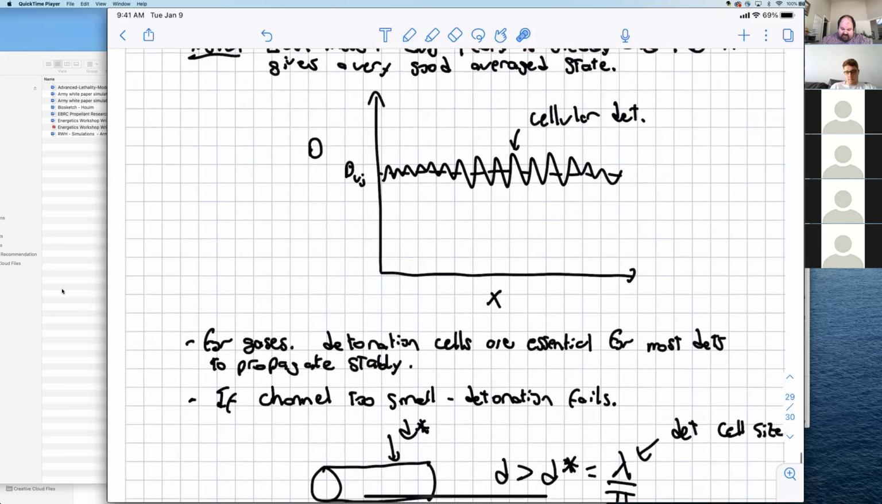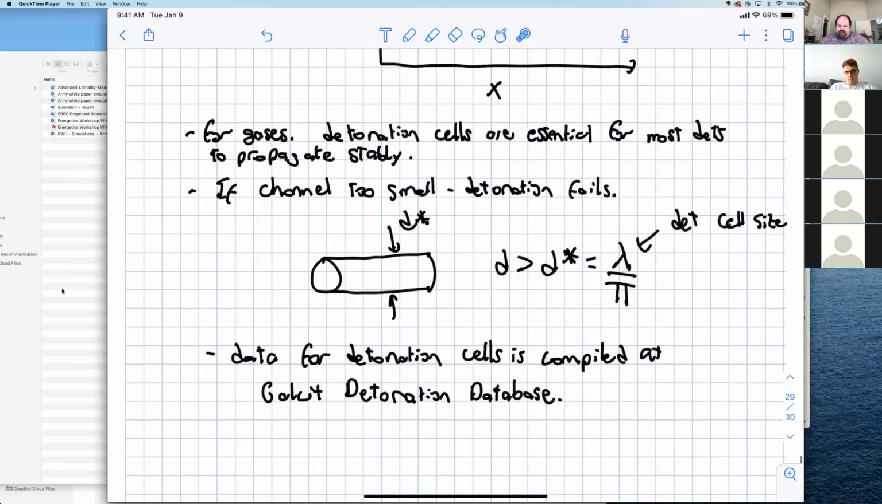Okay, and the last note before we move on to propellants, which will start on Monday, is for gases. As I said before, these detonation cells are essential for most detonations to propagate stably. If the channel is too small, the detonation fails. It's for a different reason than for high explosives. And basically, this critical diameter of a small tube that can stably produce a propagating gaseous detonation is called D star.